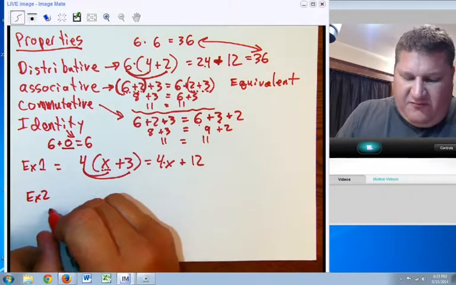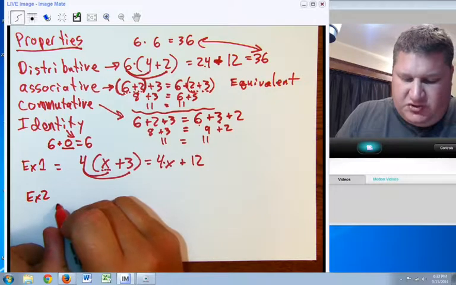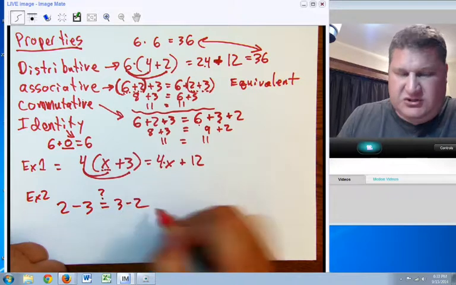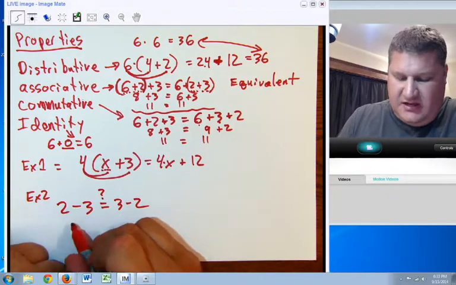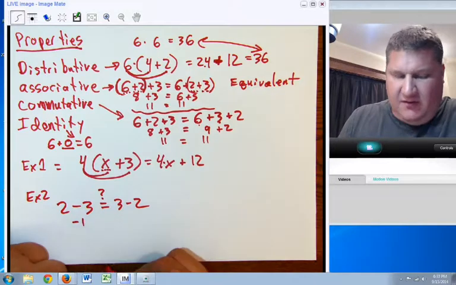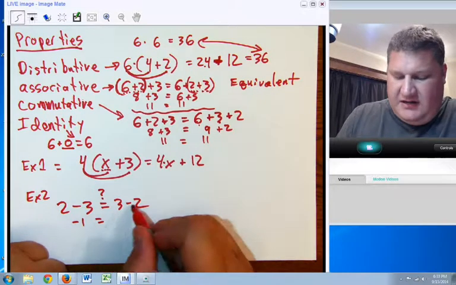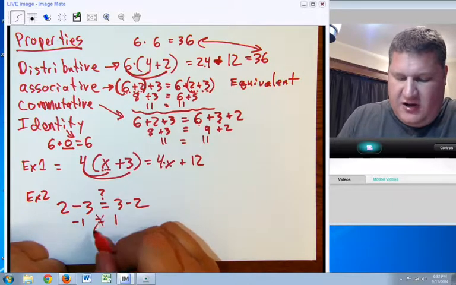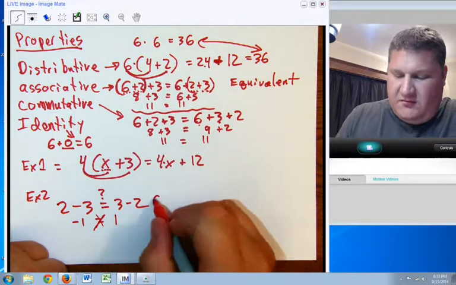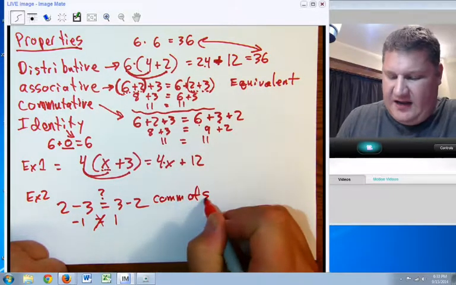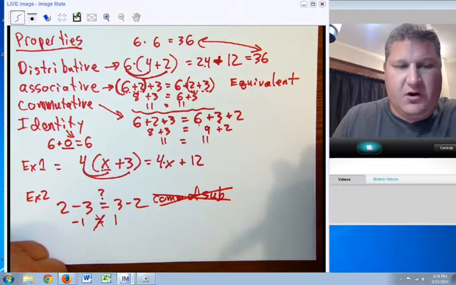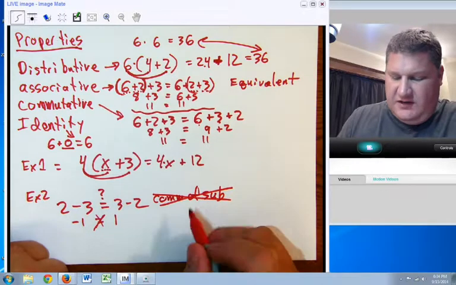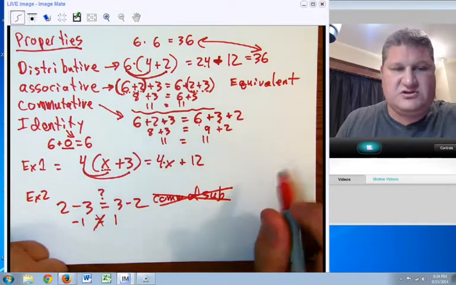The commutative property, if I take 2 minus 3, does that equal 3 minus 2? Well, you say, well, 2 minus 3, I have 2, I take away 3, that means I'm in debt by 1. 3 take away 2, I have 3, I take away 2, I still have 1. Those two are not equal. So the commutative property of subtraction does not work. It only works if it were addition. If this were addition, it would be 2 plus 3, 3 plus 2, and those would work out.